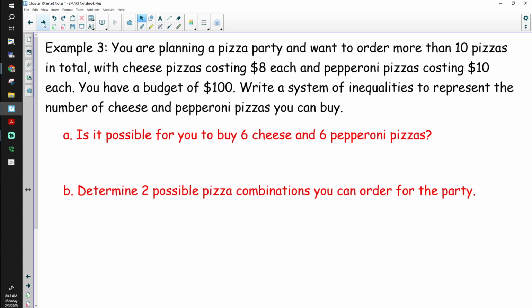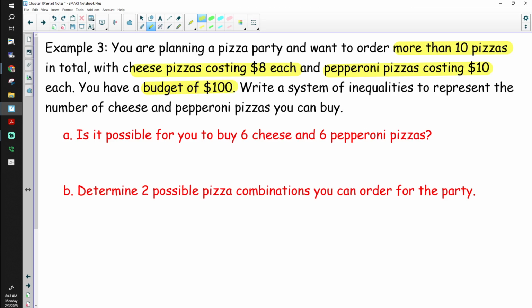Okay? Our first goal is creating our two inequalities. So let's highlight our important facts. We want to order more than 10 pizzas. Cheese pizzas are $8 each. Pepperoni pizzas are $10 each. You have a budget of $100.